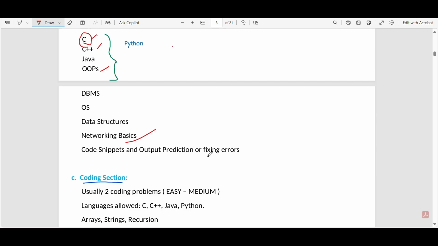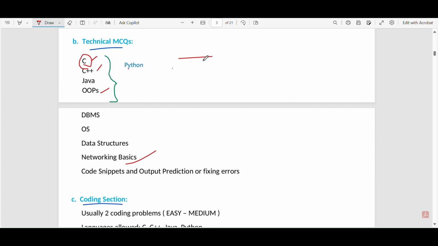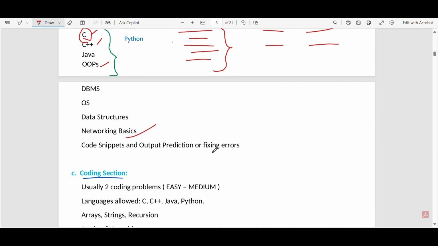And code snippets and output prediction. That means you will be given some lines of code and some output options. Most probably the options will be four. From that you need to get the output. In one of these four options you will have the output for this code, so you have to verify and find it. Or fixing errors.